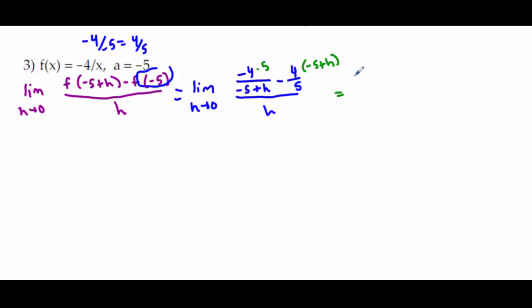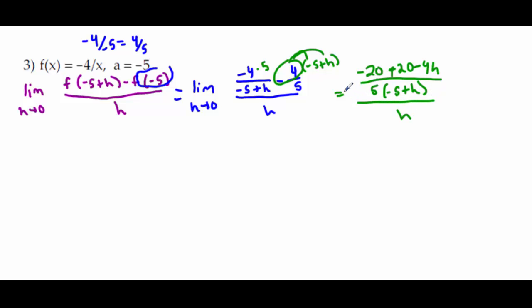-4 times 5 is -20. I want to distribute this -4 into this parentheses. So that's my plus 20 and then -4h. My common denominator is these two denominators, 5 and -5 plus h, and that's all over h. I forgot to write my limit over here.